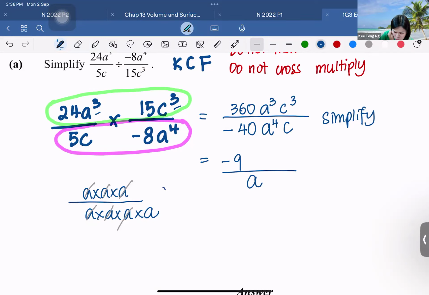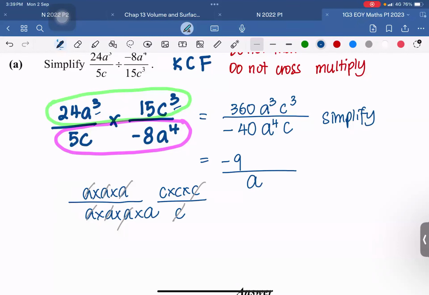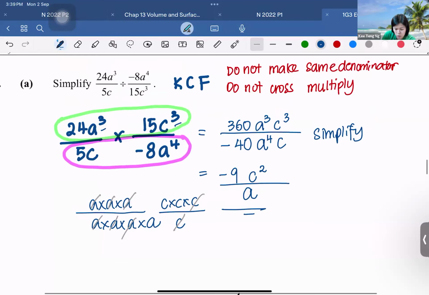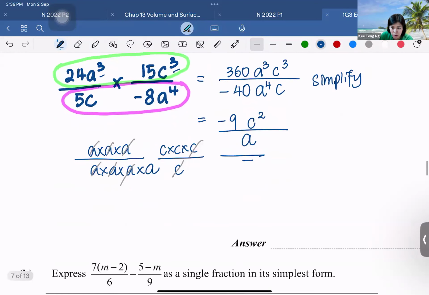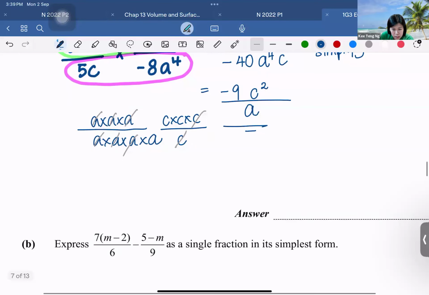Next one, C cubed over C. How many left? 2. Top or bottom? Top. So C squared. Answer. Is this okay? This one must learn. Must know, must get the number, must get the points, okay? Must be correct. Next question.